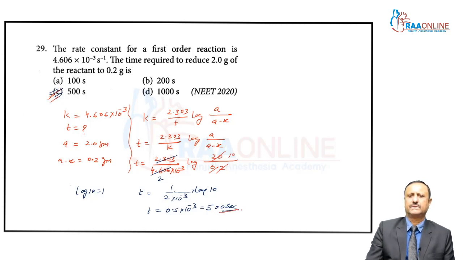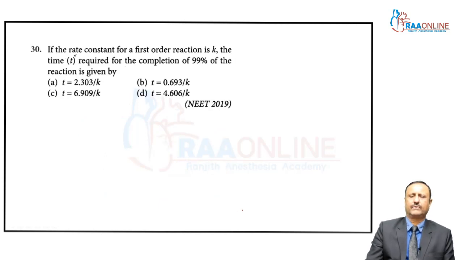Now we can see question number 30. If the rate constant for a first order reaction is k, the time t required for the completion of 99% of the reaction is given by. This question was asked in NEET 2019. For a first order reaction, k is equal to 2.303 upon t log A upon A minus X. Here 99% means A is equal to 100, and A minus X is equal to 100 minus 99.